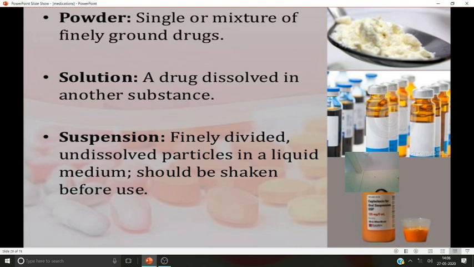Suspension is nothing but finely divided undissolved particles in a liquid medium. They do not dissolve in the liquid medium. So when we want to take a suspension, we have to shake it well before use so that the finely undissolved particles are dispersed in the liquid and we can take it. So that is the meaning of suspension.